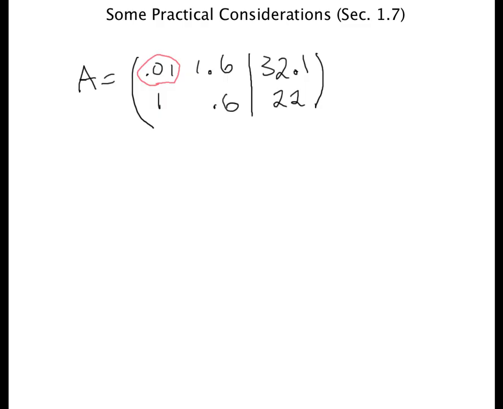So if you were to do the obvious thing here, in order to kill that 1, you would multiply the first row by minus 100 and add it to the second row. And when you do that, you get 0.01, 1.6, 32.1, and here you get your 0, and here you get minus 159.4, and the last entry is... oh no, sorry, minus 3188.